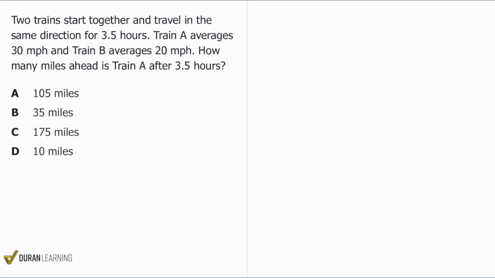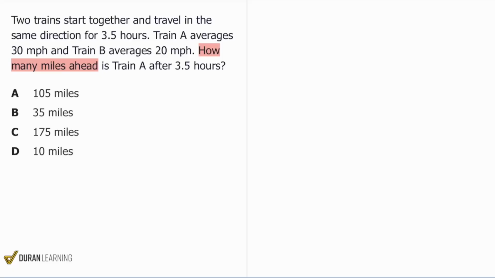Are we trying to find rate? Are we trying to find time? No, it's not time. We're given time. What is it that we're trying to find? Yeah, we're trying to find distance right here. How many miles ahead is train A after 3.5 hours? Right here. How many miles ahead? Booyah, right there. We're good.